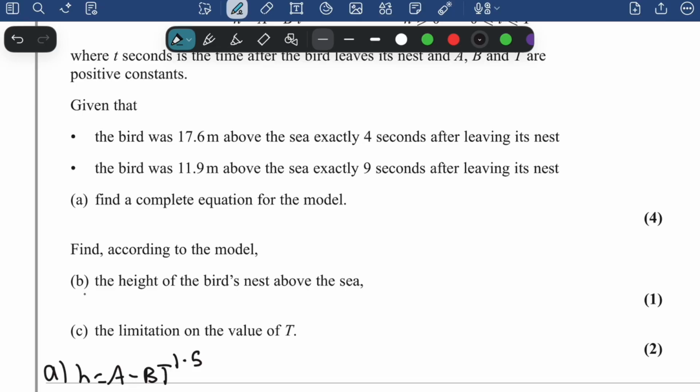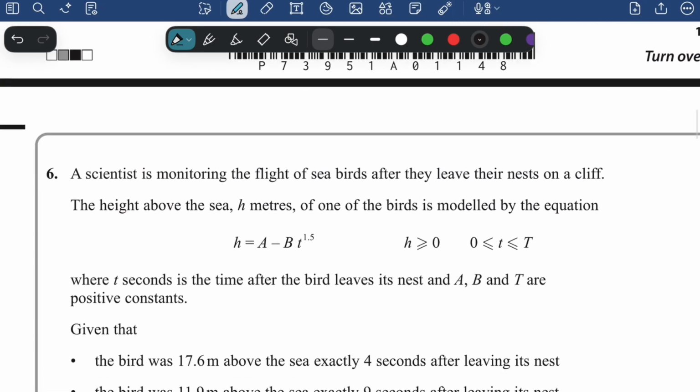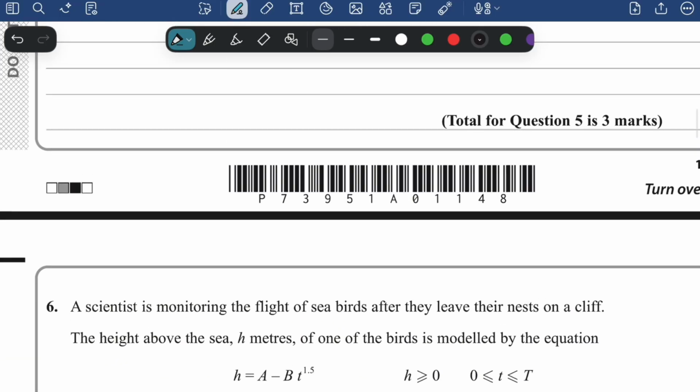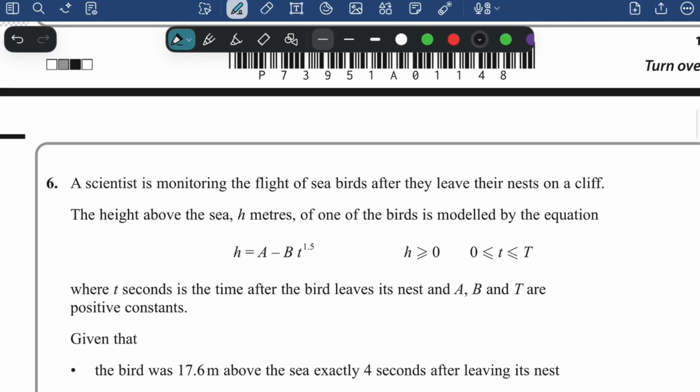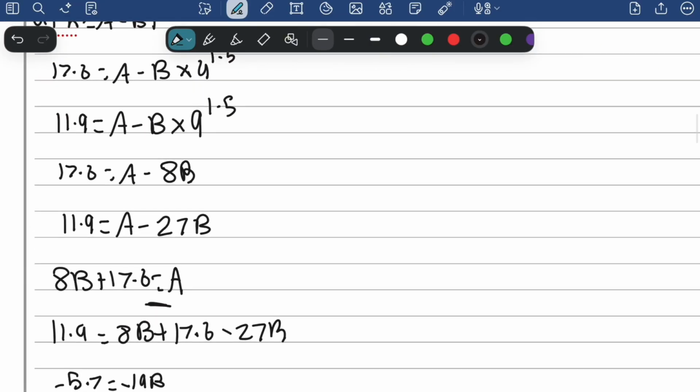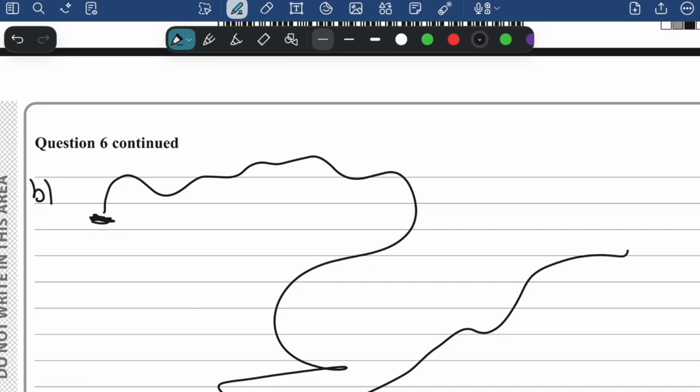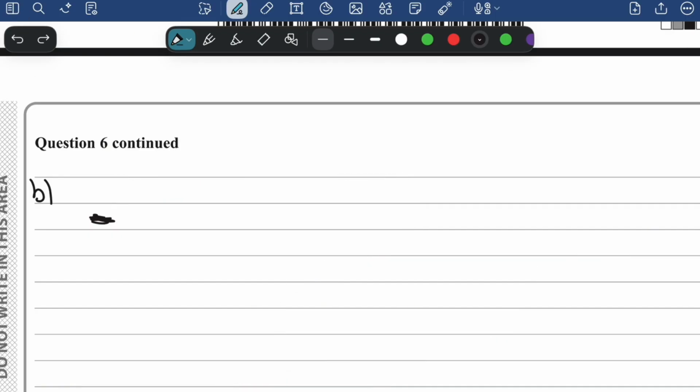Find, according to the model, the height of the bird's nest above the sea, not the nerd, the bird. Alright, so if we think about this, right, the height above the sea is just going to be when the bird hasn't flown anywhere, right? Because if we just consider like the bird is at this point here, then it goes all flying around. Obviously, it's a quadratic, right? So it's not going to be exactly that. But the point where the cliff is just when the bird has made no movement.